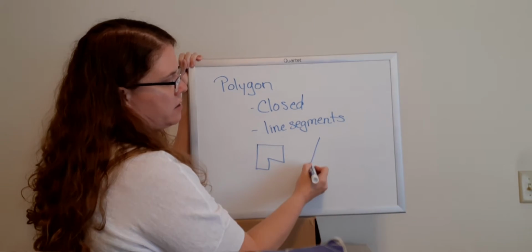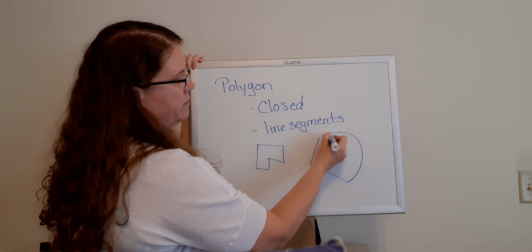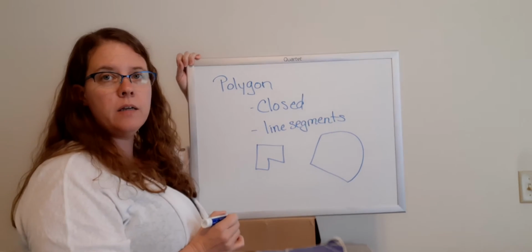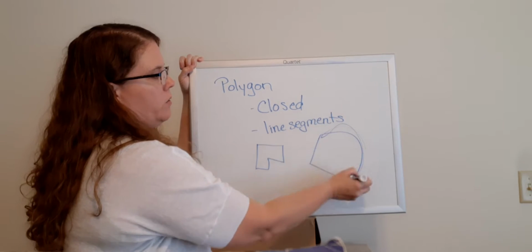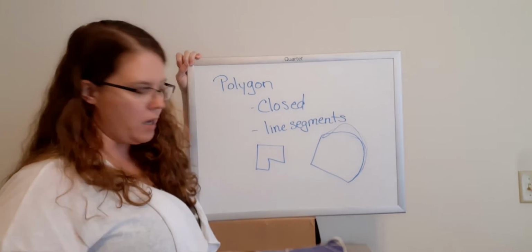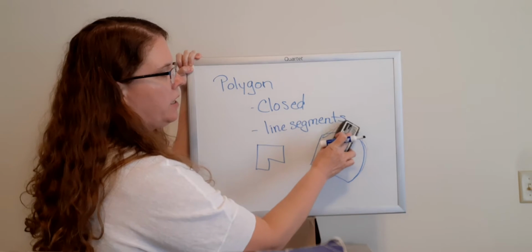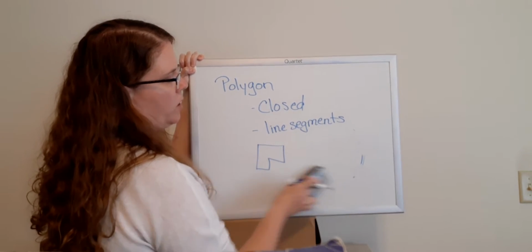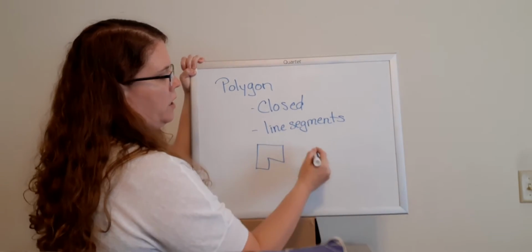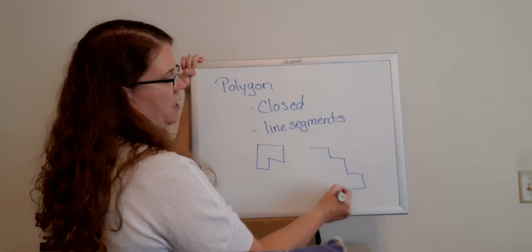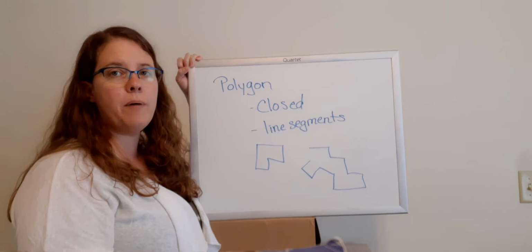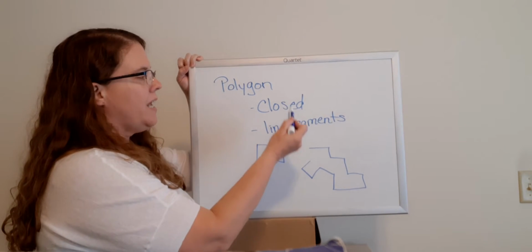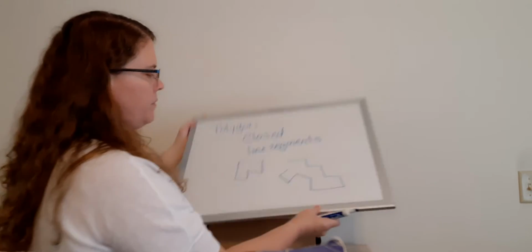What if I draw this? Is that a polygon? No, it's closed, but it doesn't have line segments. We have a curve, okay? Curvy lines are not part of a polygon. They have to have line segments, okay? And it has to be closed. Okay, it can have lots of line segments, but if it's not closed, it's not a polygon. So it has to be closed and it has to have line segments, okay? So that's just our little quick review of polygons.